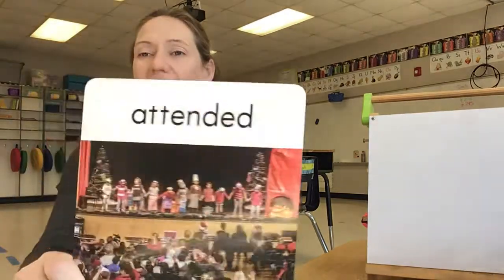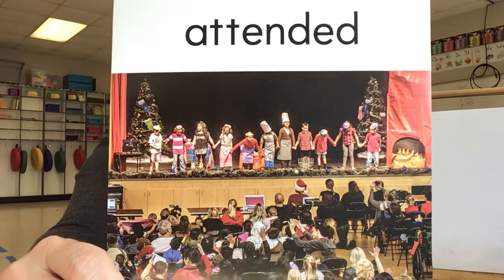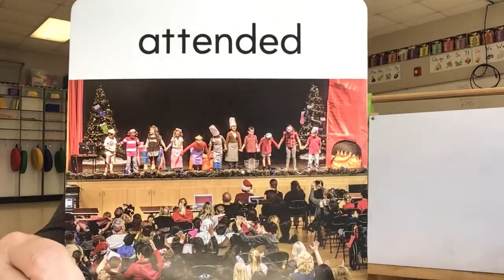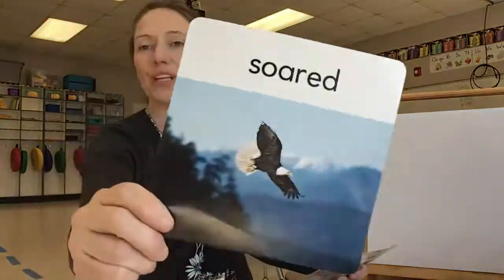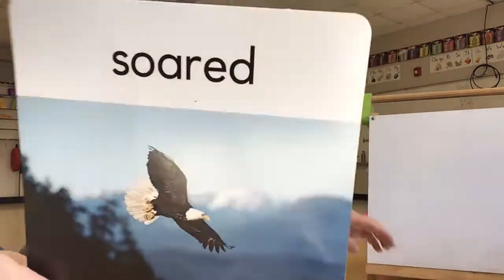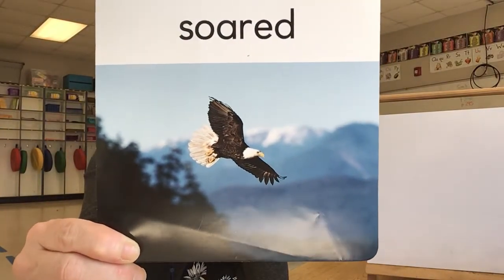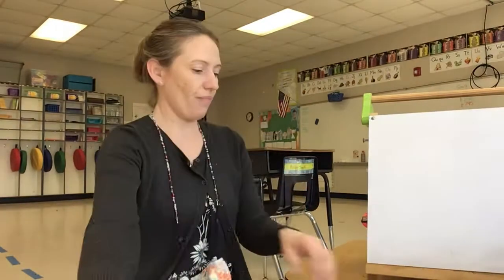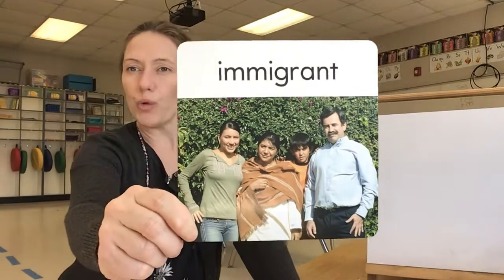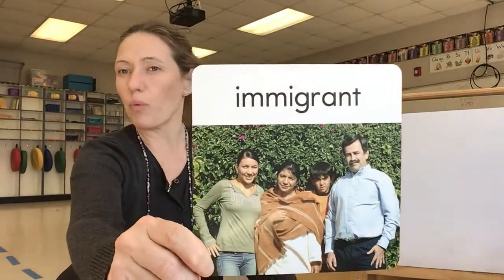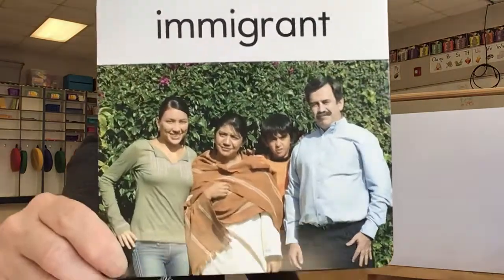First, the word attended. If you attended a place or event, you went to it. Attended. Those parents attended the play. Soared. If something soared, it rose up high into the sky. The eagle soared. Immigrant. An immigrant is someone who moves to a country where he or she was not born. Immigrant.